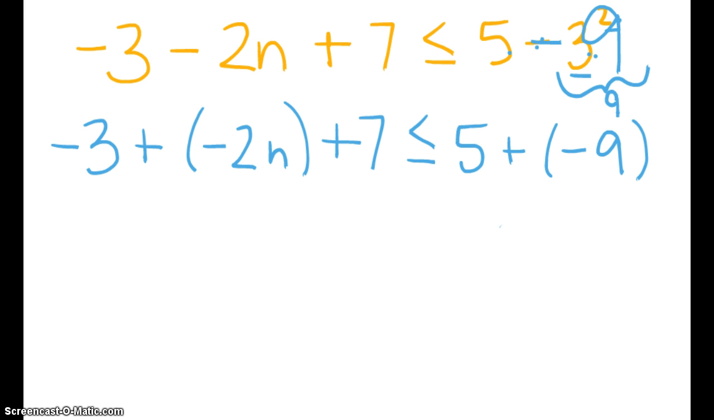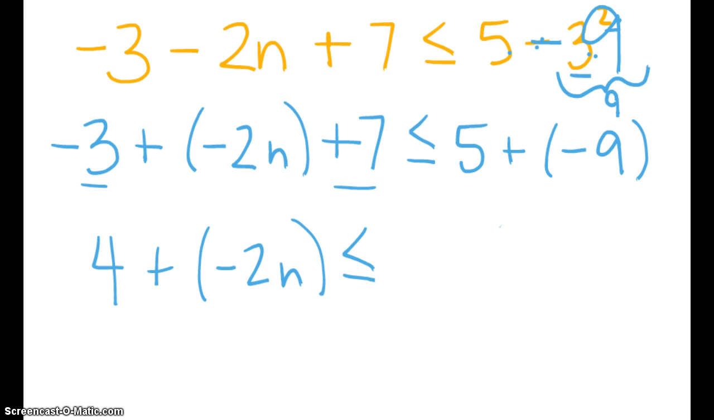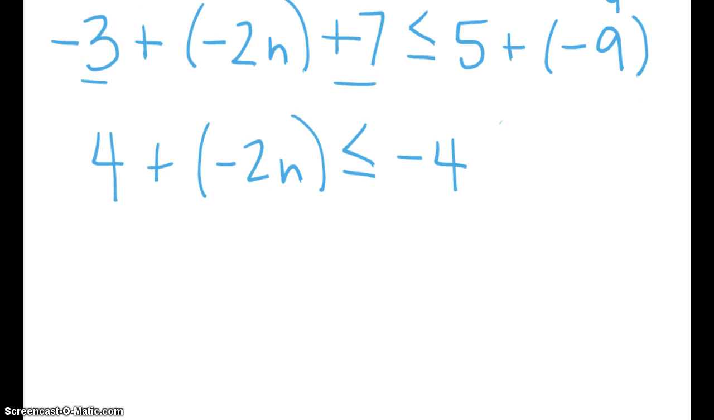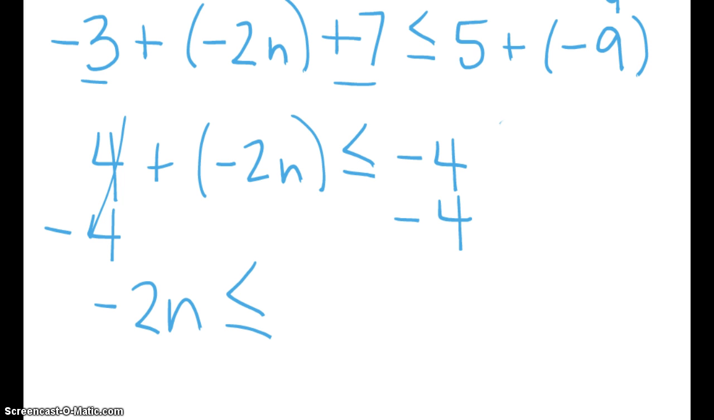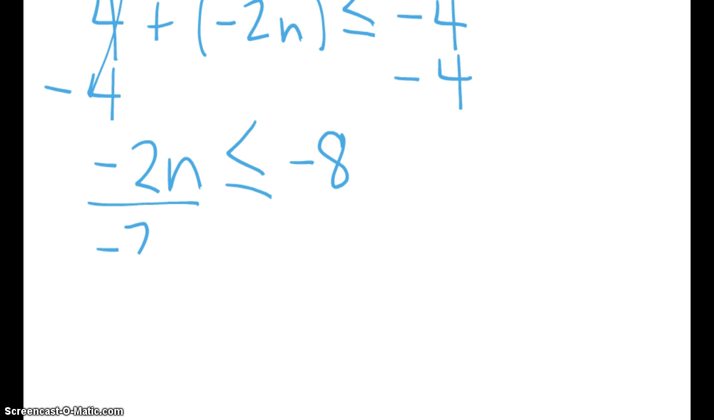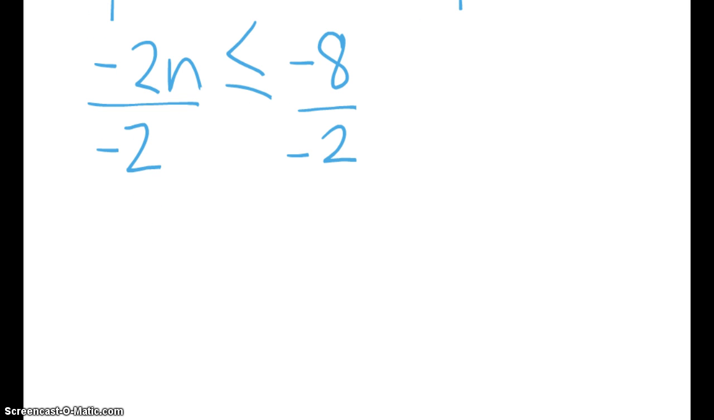Okay, so now let's combine our like terms. 4 plus negative 2n less than or equal to, you know what, let's go ahead and combine our like terms over here, so that's going to be negative 4. So I'm going to subtract 4 and subtract 4, so those subtract out. So negative 2n is less than or equal to 4 negatives and 4 negatives is 8 negatives. Now I'm going to divide by negative 2. So I have n. Now I divided by a negative, so flip that around. n is greater than or equal to 4.